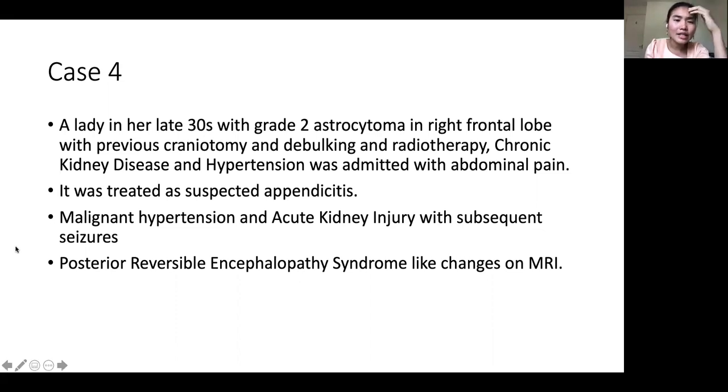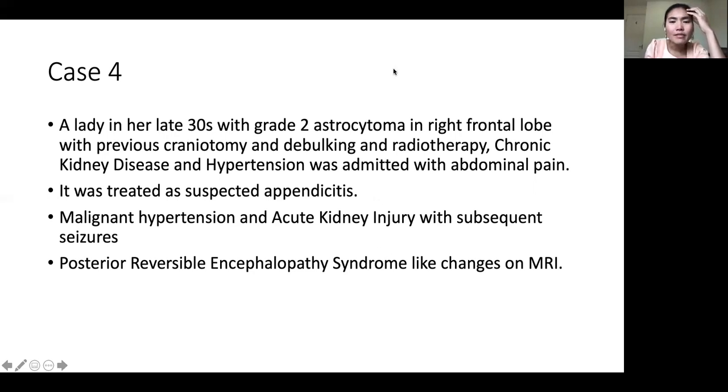Okay, the case is a lady in her late 30s with grade 2 astrocytoma in the right frontal lobe, with previous craniotomy, debulking and radiotherapy, chronic kidney disease, and hypertension. She was admitted with abdominal pain, which was treated as suspected appendicitis. During the hospital admission, she developed malignant hypertension, and she also had acute kidney injury, and that was followed by seizures. She was known to have seizures anyway because of this astrocytoma, this brain tumor.